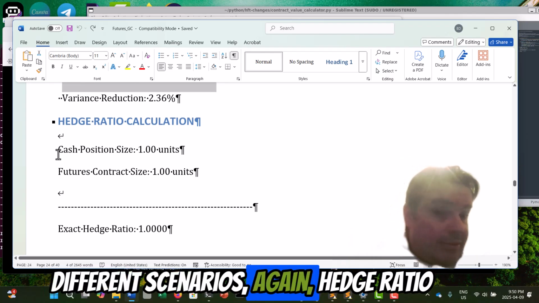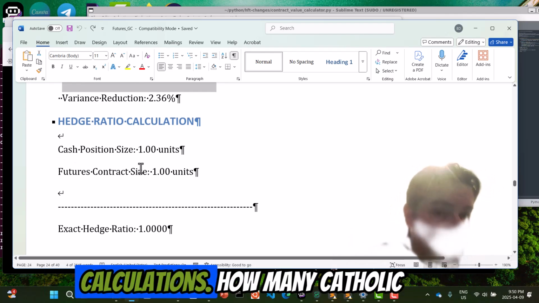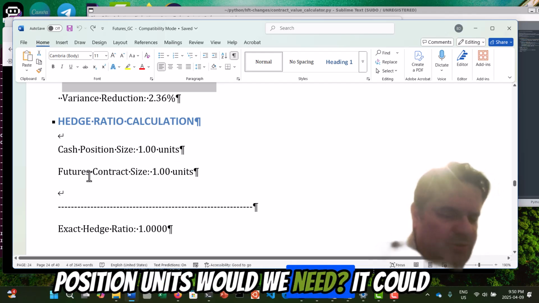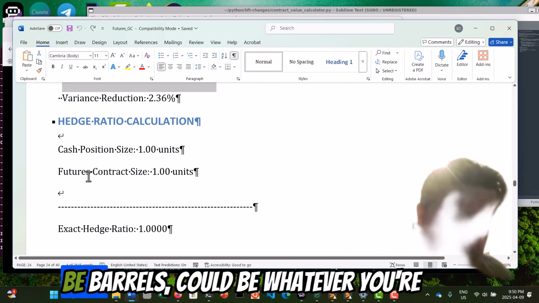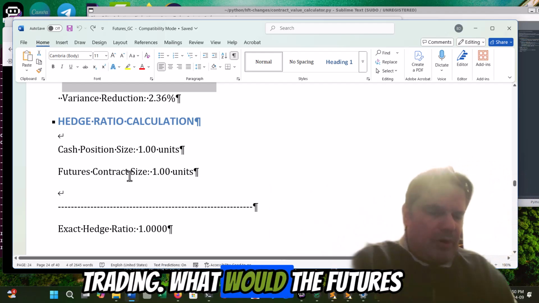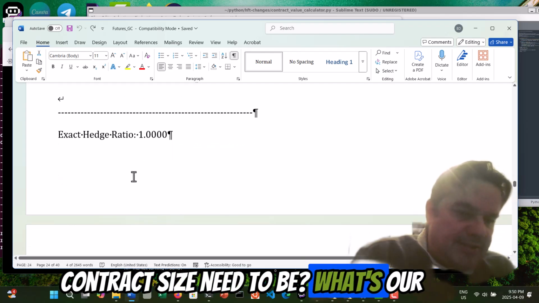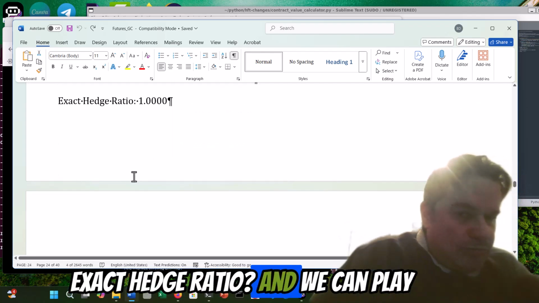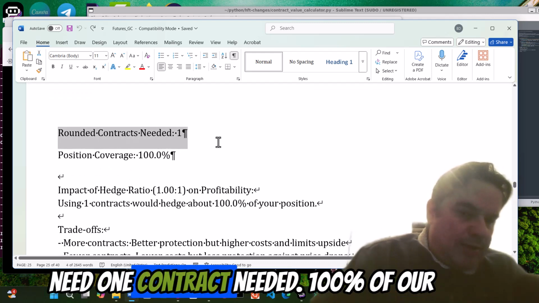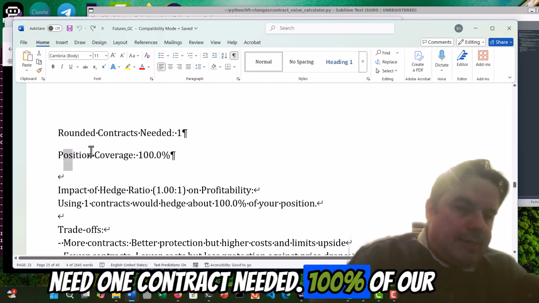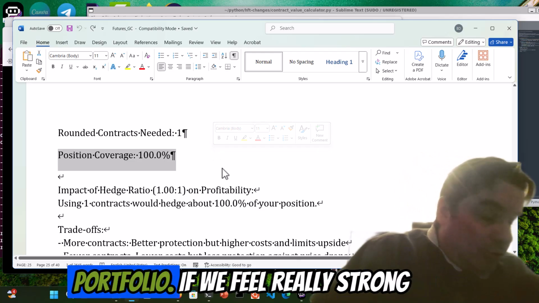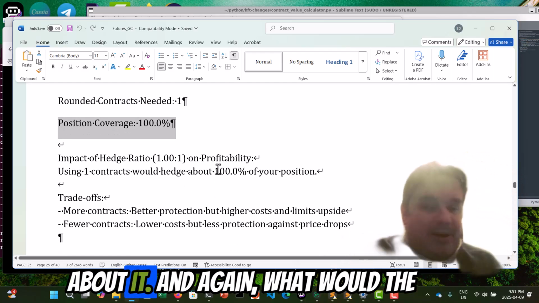So again, moving through different scenarios, hedge ratio calculations: how many cash position units would we need? It could be barrels, it could be whatever you're trading. What would the futures contract size need to be? What's our exact hedge ratio? And we can play around with this. So in our case, we'd need one contract, 100% coverage on the position against the whole portfolio, if we feel really strongly about it.